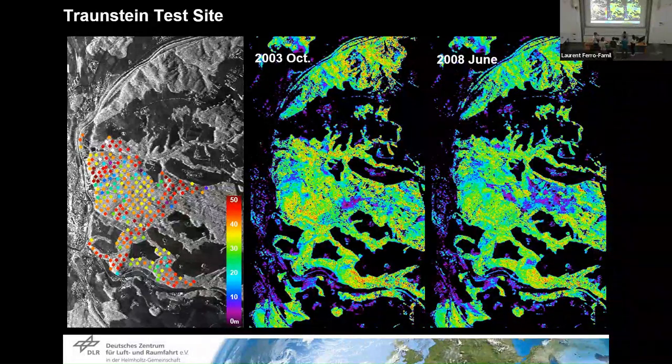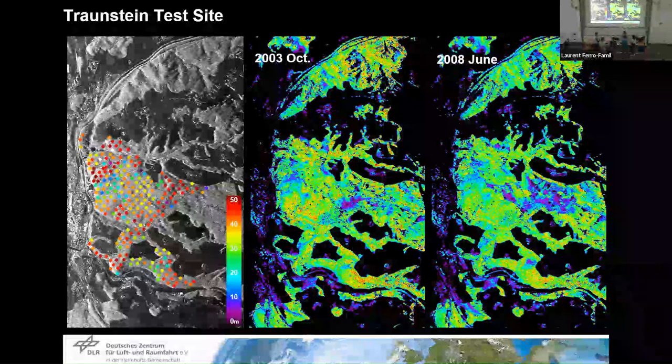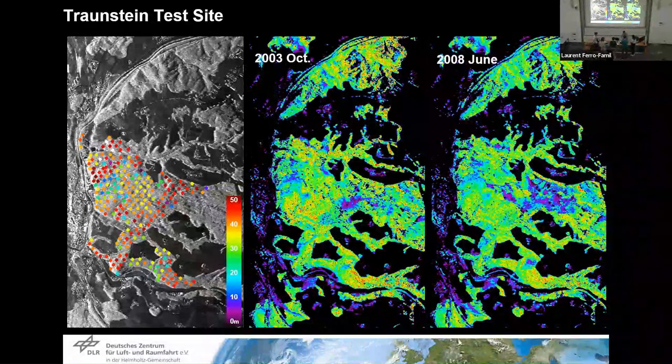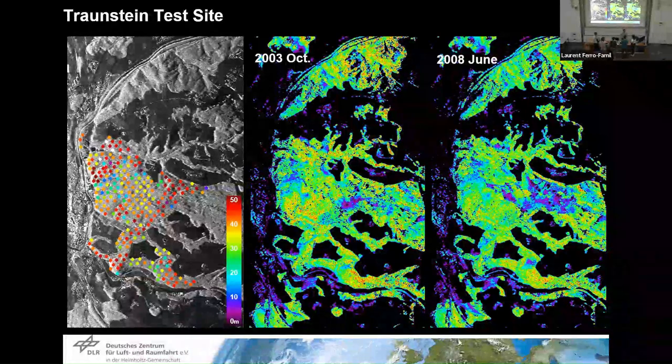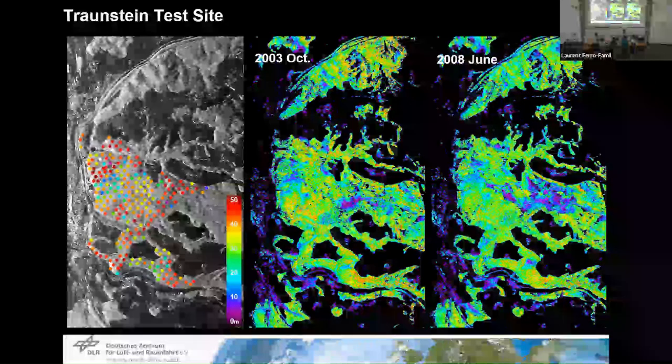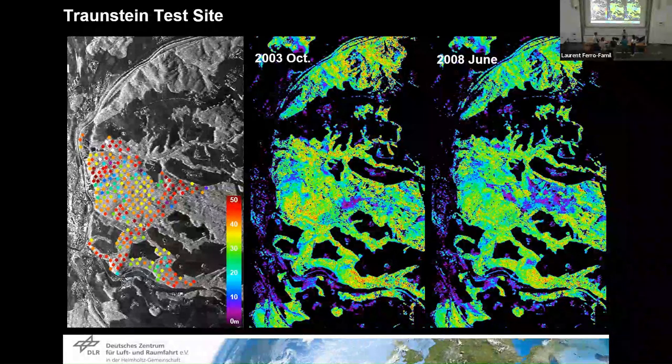What can also happen is that you have a volume and you have no volume anymore, and this gives you the decorrelation. So with just two acquisitions, it's unnatural. With three, then of course you can start. If you have a time series, you can then also observe the temporal behavior.